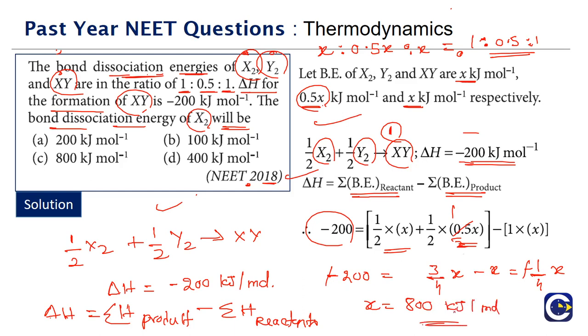And what is the question they are asking? They are asking what is the bond dissociation energy of X2. That is x, and we already got the value of x, 800 kilojoule per mole. So the correct answer is option C. Here in this question, we have to look at this formula importantly: how do we relate the enthalpy change of a chemical reaction to the bond energy of the reactants and the products? It will be the bond energy of the reactants minus the bond energy of the products.